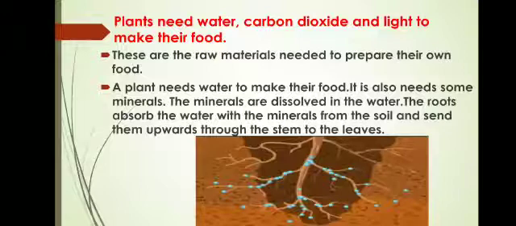Now look at this picture. The root absorbs the water and minerals from the soil, then sends them through the stem to the leaves and other parts of a plant.